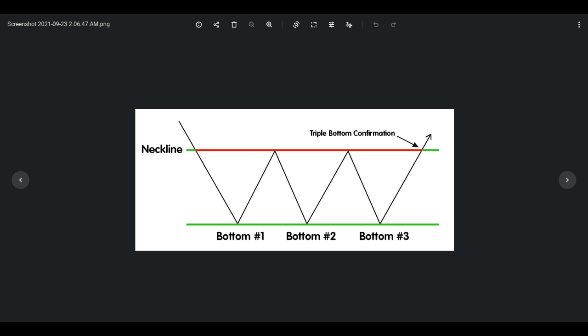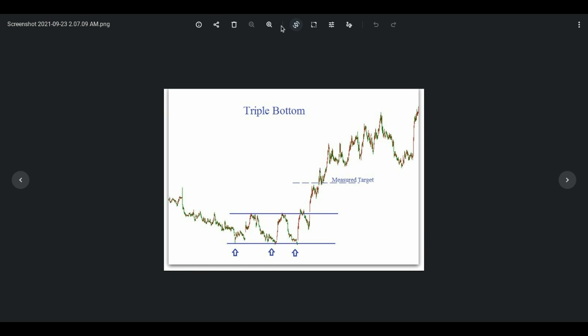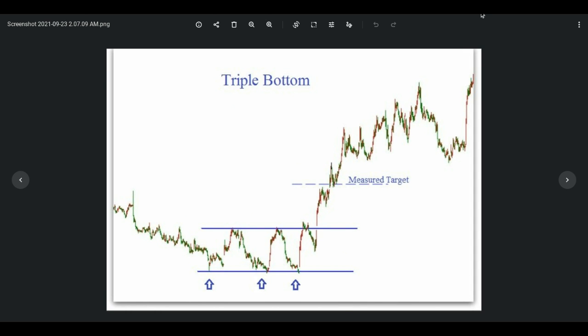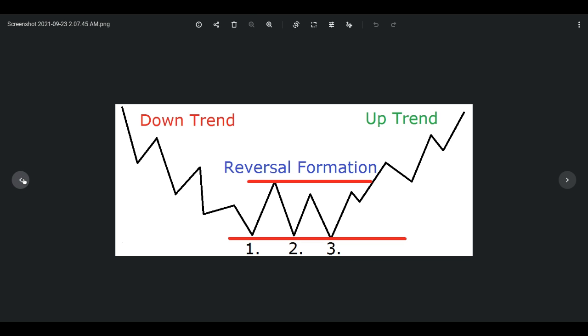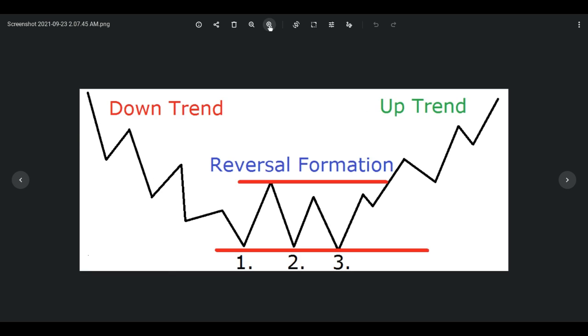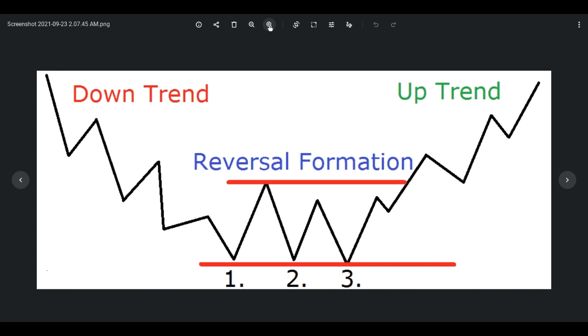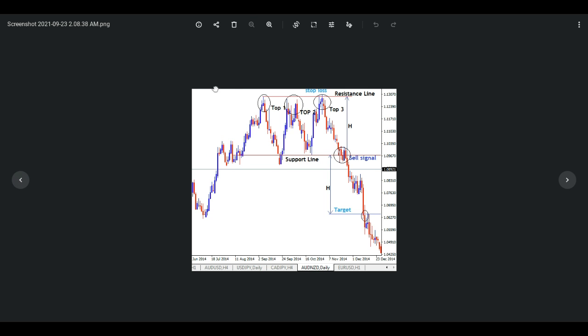So that is what we're looking at on the screen, a triple bottom. I just want to give you another visual. And let me see. Yeah, so 1, 2, 3, you see it. You see it for yourself. Next chart pattern.